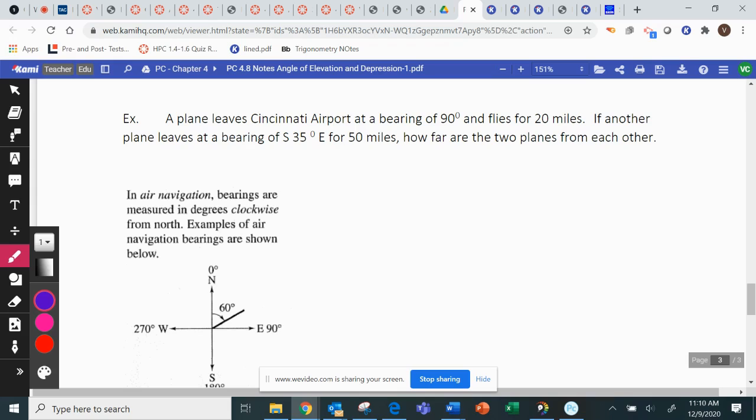So this example says a plane leaves Cincinnati Airport at a bearing of 90 degrees and flies for 20 miles. If another plane leaves at a bearing of south 35 degrees east for 50 miles, how far are the two planes from each other? Where it says a bearing of 90 degrees, it's not telling you any direction. In air navigation, it's always going to start north and go which direction? Clockwise. Yes, east, but clockwise.